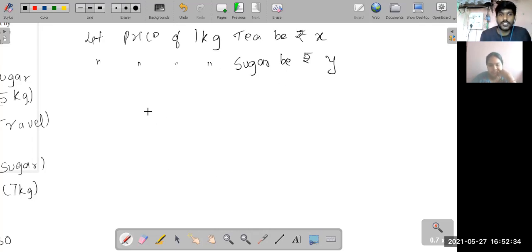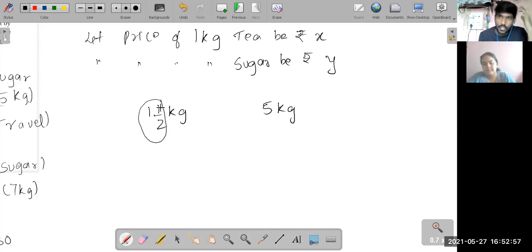Okay. Now she purchased 1.5 kg tea and 5 kg sugar. Okay. So, firstly, you see this is a mixed fraction. So you'll have to convert this mixed fraction into proper fraction. Keep it in fraction only, don't say decimal, but convert it into proper fraction.